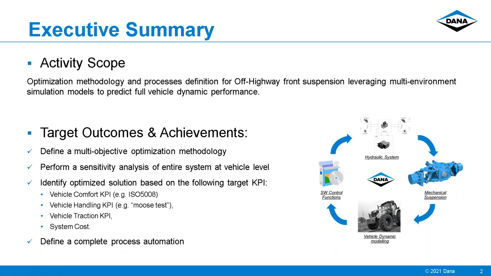An executive summary of the presentation is reported in this slide. The scope of the activity is then indicated, that is to define an optimization methodology for an off-highway front suspension, leveraging different simulation models to evaluate the vehicle's dynamic performances. The main targets and achievements are reported too, which are the definition of the optimization methodology, the realization of a sensitivity analysis thanks to the evaluation of a high number of different solutions, the identification of the optimized solution relying on comfort, handling, and traction parameters and on system cost, and the complete process automation.